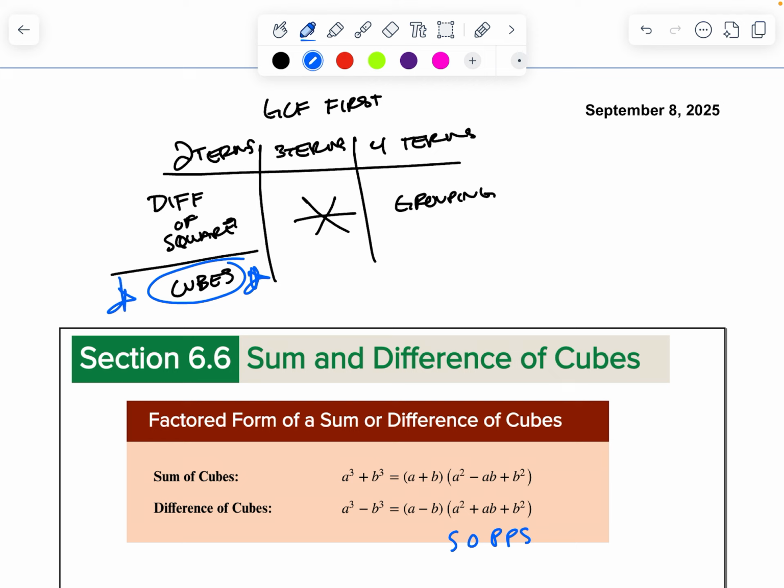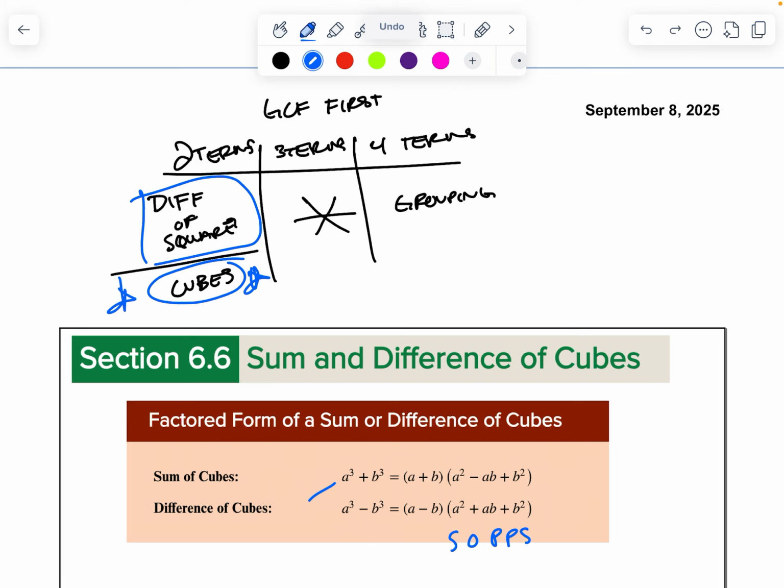With difference of squares, it had to be a minus sign. It had to be a squared minus b squared. With cubes, it does not have to be a minus sign. It could be a plus or a minus. It could be sum of cubes or a difference of cubes. What we do need, though, is perfect cubes in both spots. We need perfect cubes all around.